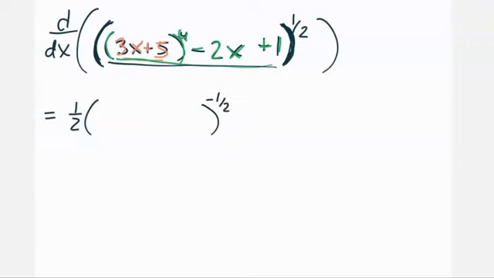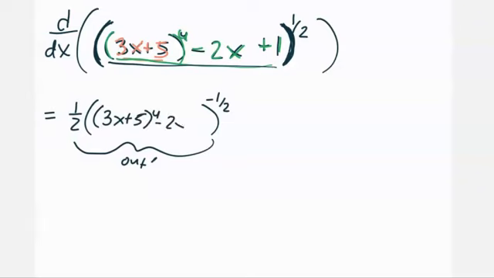So notice when I do that outside step, I don't touch anything inside. It doesn't matter how much stuff is in there. So this is still (3x plus 5) to the fourth minus 2x plus 1. Just leave that whole thing alone. All right, then I have to do derivative of the inside.